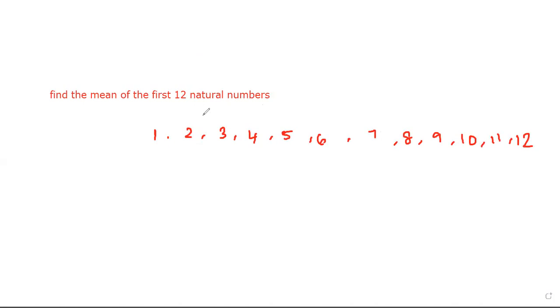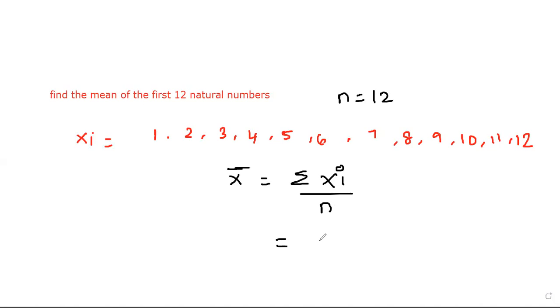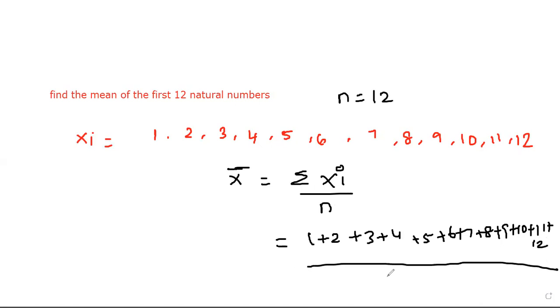For finding the mean, you just have to add all of them and divide by 12, because the number of terms is 12, isn't it? So x bar is equal to summation xi divided by n. You will write it like 1 plus 2 plus 3 plus 4 plus 5 plus 6 plus 7 plus 8 plus 9 plus 10 plus 11 plus 12, divided by 12. Can you find the answer for this?